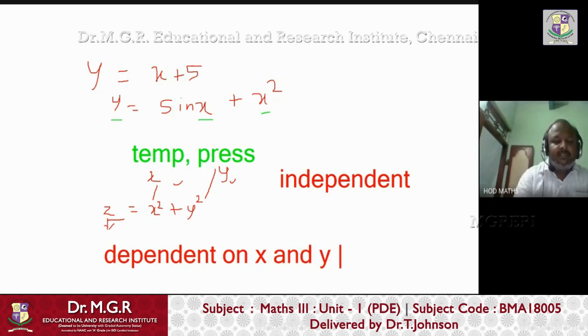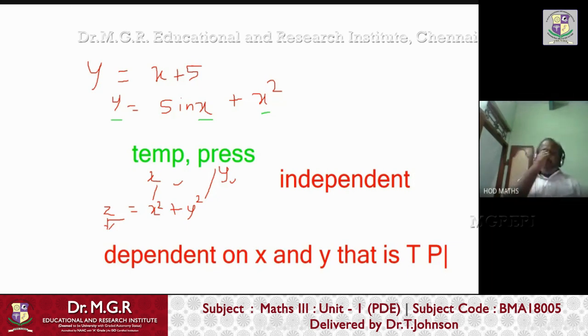That is, temperature and pressure. Temperature and pressure, TMP, right? Okay. So now the z value can change either with a change in x value, or a change in y value, or both x and y, right? So if there is any change in either x or y, there will be an impact on the z value, right?